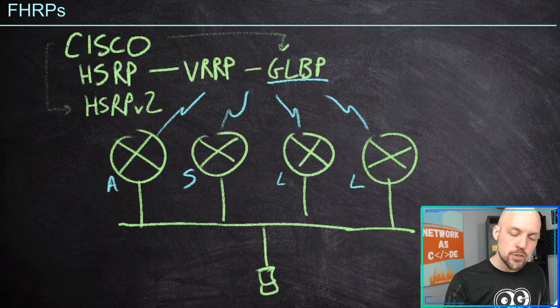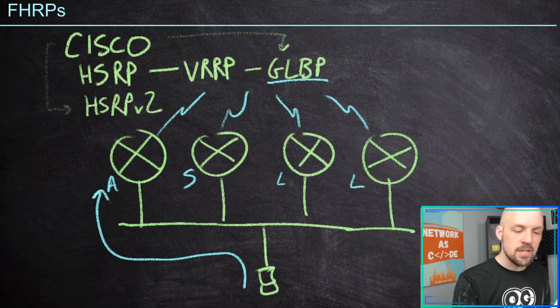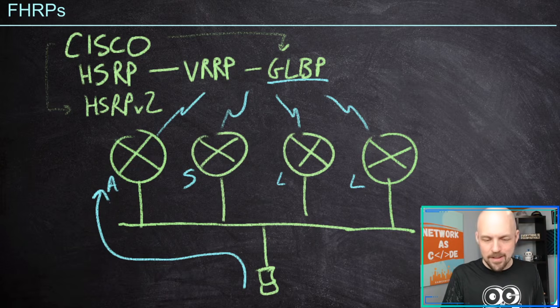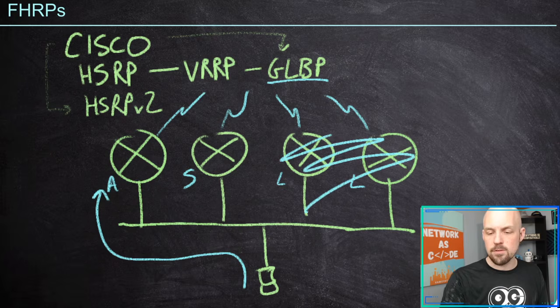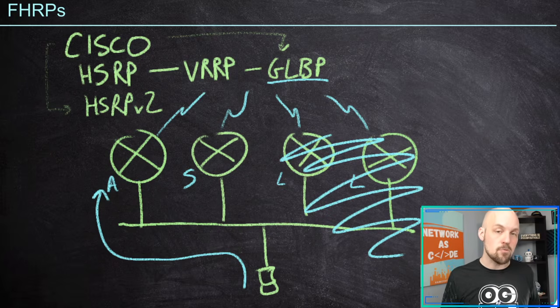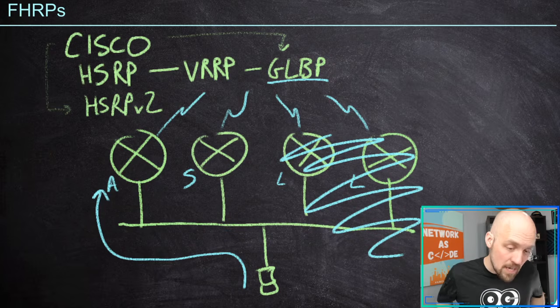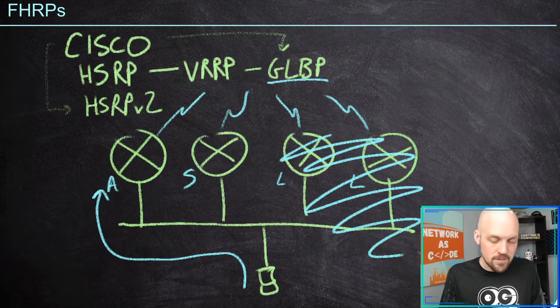So all of my traffic with HSRP is going out the active router. So even if I only have 2, forget these 2 for a moment. Even if I only have 2 routers, I'm not taking advantage of both of them. I'm sending all of my traffic out one of those routers.